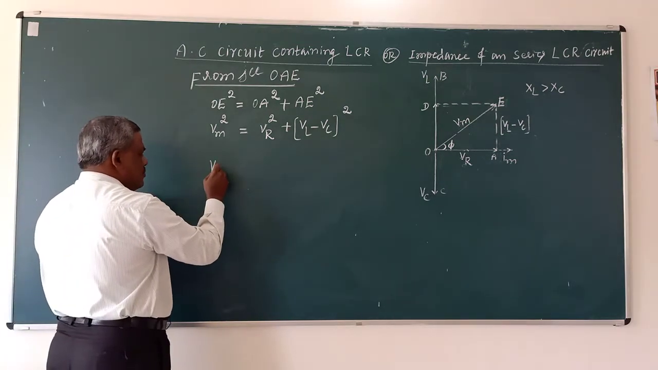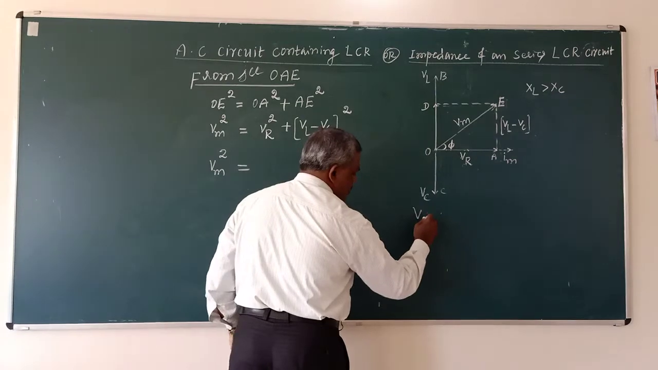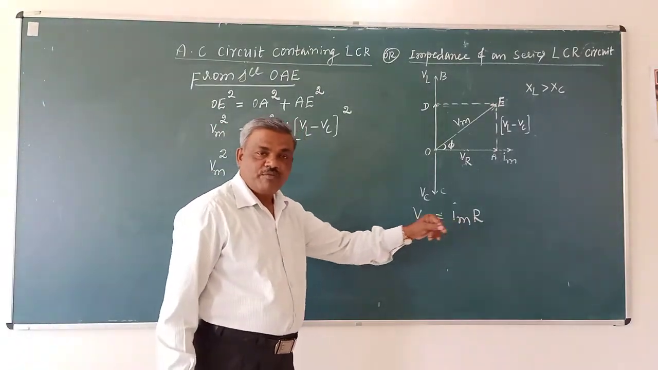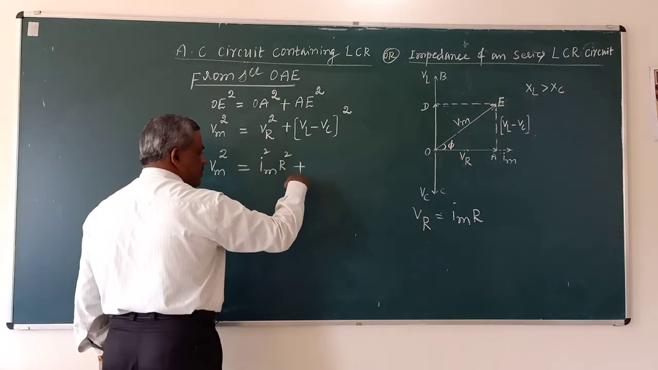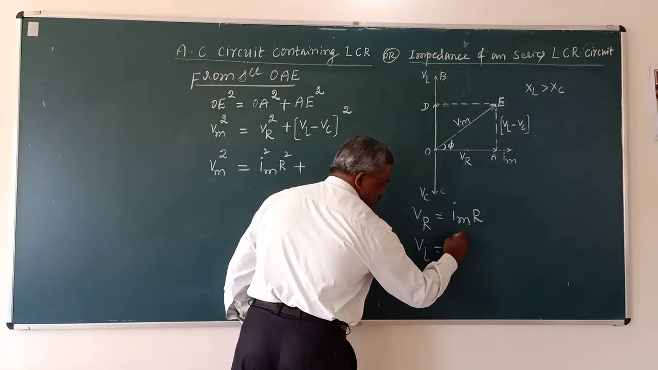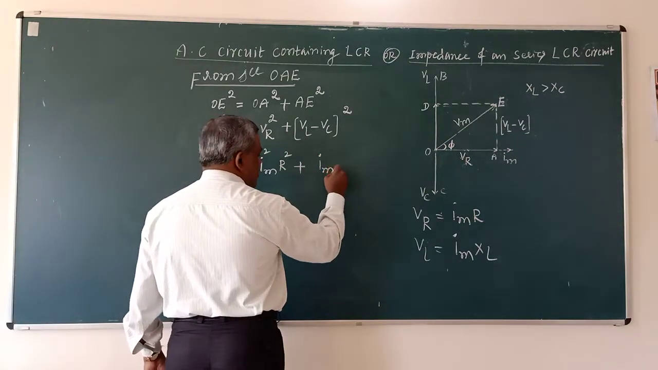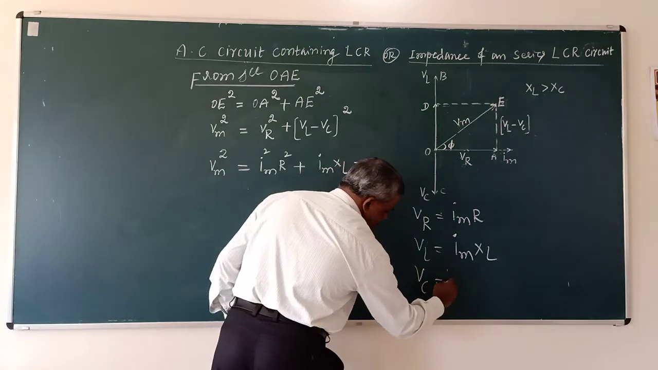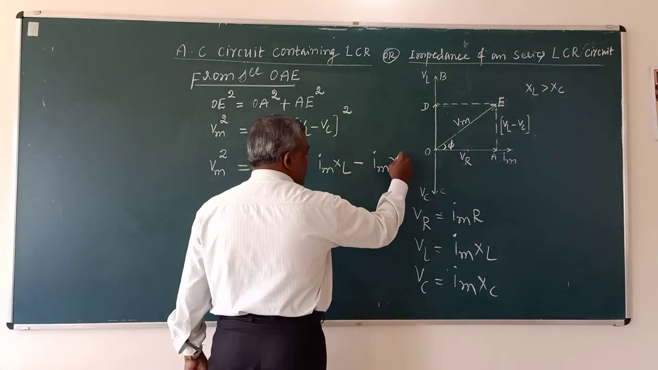So VM square. VR is the potential difference across the resistor, so VR equals IM into R. Now VR square equals IM square R square, plus VL. VL is the potential difference across the inductor, so VL equals IM XL. VC is the potential difference across the capacitor, so VC equals IM XC. So IM XL minus IM XC whole square.